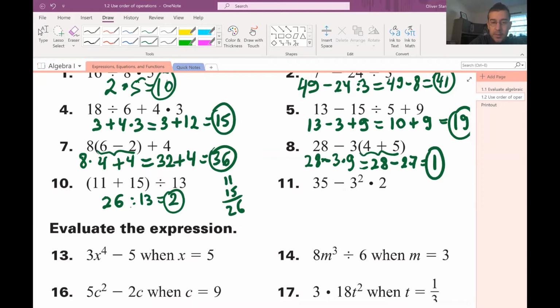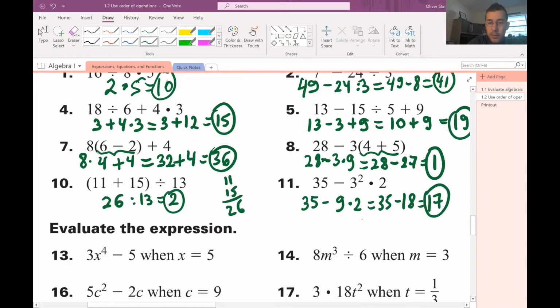Next one is 11. We have powers, so that's going to be done first. So we have 35 minus 3 squared, which is 3 times 3, which is 9, and then times 2. Now we have subtraction and multiplication. Multiplication is going to be done first. So 35 minus 9 times 2 is 18, so this is 17.